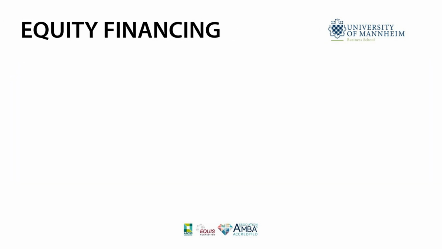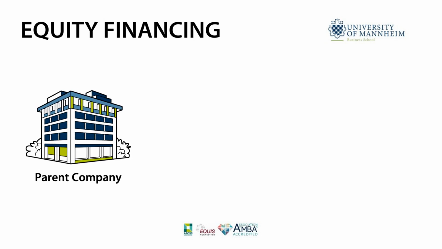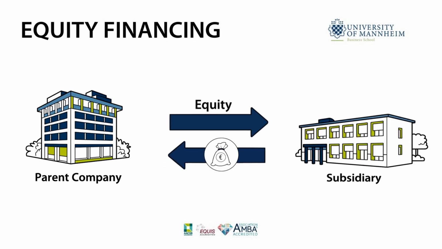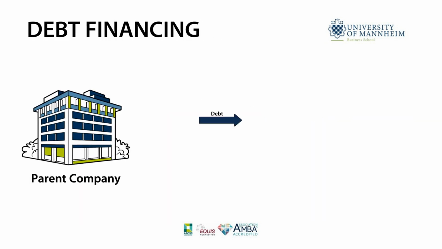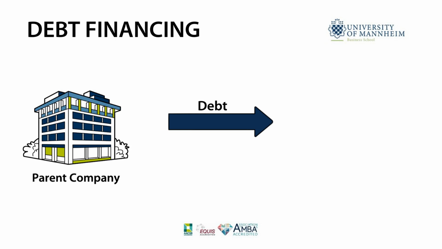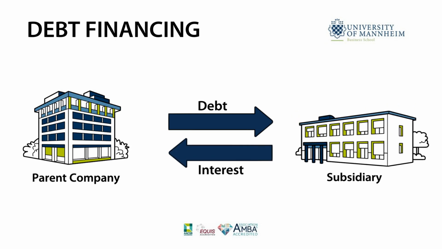To finance the subsidiary, the parent can inject equity and debt into a subsidiary. In case of equity financing, the subsidiary can either distribute its profits to the parent company or retain them. In case of debt financing, the parent receives interest payments from the subsidiary.